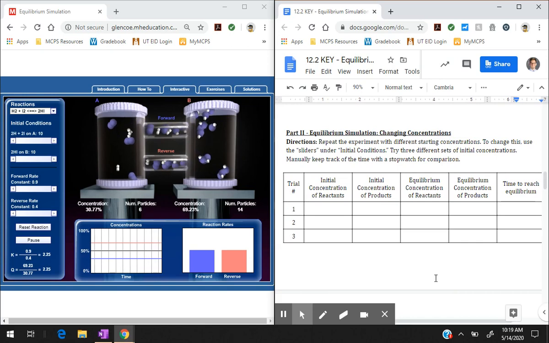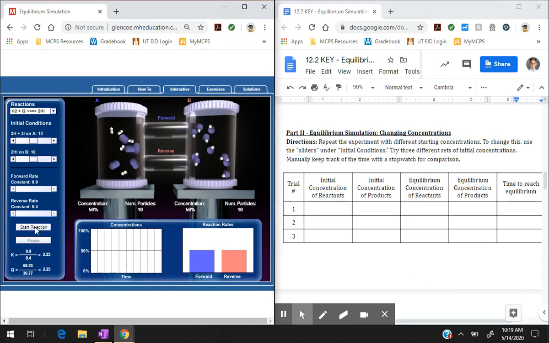So it says repeat the experiment with different starting concentrations. So what I'm going to do is reset the reaction. And it says to change this, use the sliders under initial conditions, that's up here, and then try 3 different sets of initial concentrations. Manually keep track of time with a stopwatch for comparison.